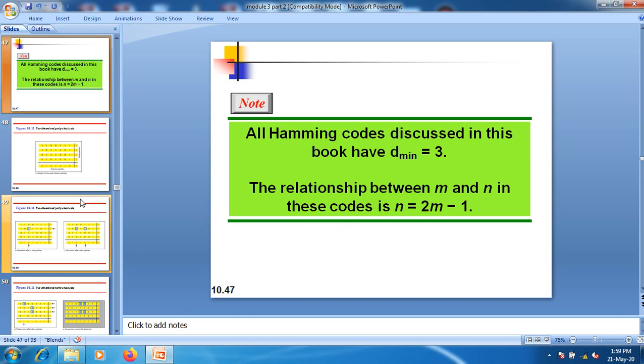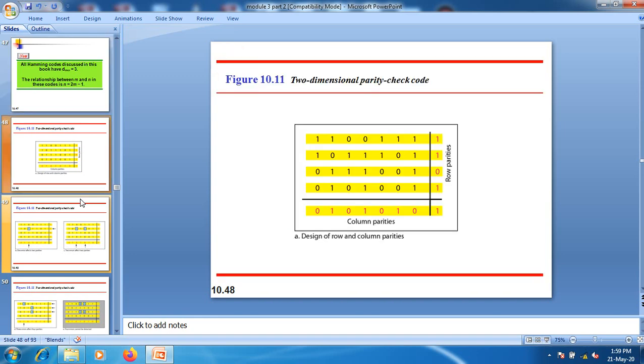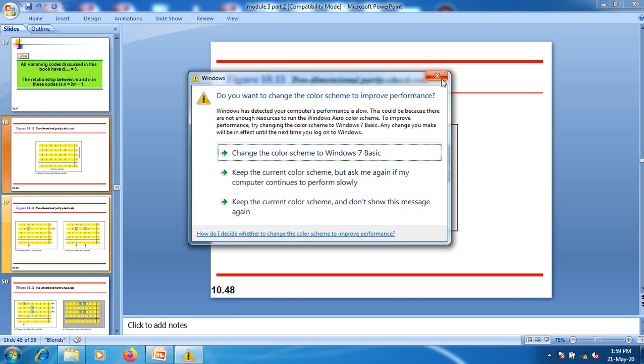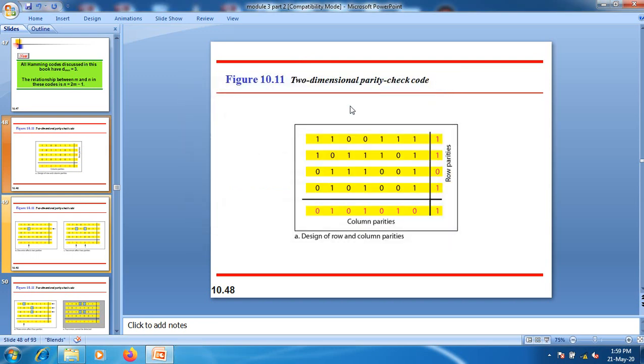All Hamming codes. Another approach we are using here is, instead of sending the data as is, we can organize it into rows and columns, and compute the parity row-wise as well as column-wise here.